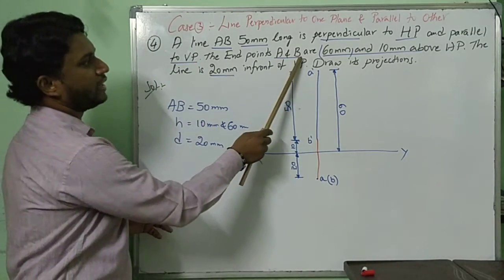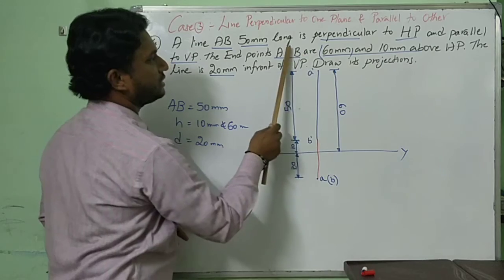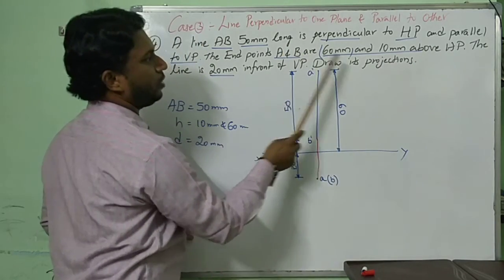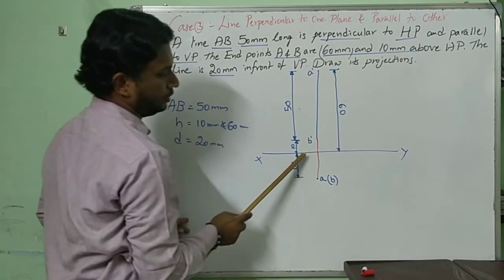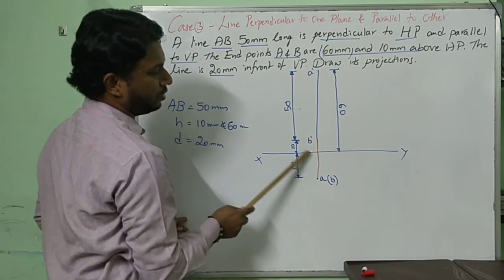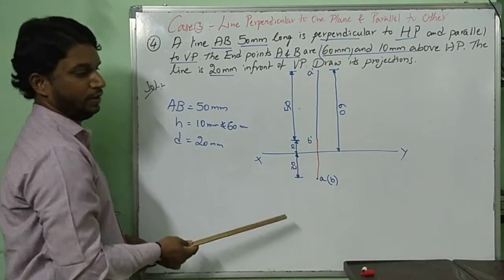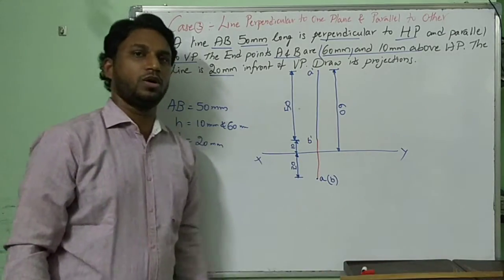The end points A and B are at 60 mm and 10 mm, meaning A point is 60 mm above HP, B point is 10 mm above HP. So in that regard, B is at about 10, B dash in the front view, A dash B dash in the front view, and a b in the top view. Clear? I hope you all understand this.